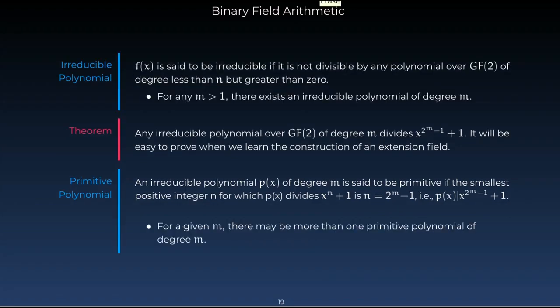Now we have some information about irreducible polynomials: for any m greater than 1 there exists an irreducible polynomial of degree m. The same is true for primitive polynomials as well, and in general the irreducible polynomials and primitive polynomials for degree m can be more than 1. So there can be two primitive polynomials of degree 5 or 6, something like that. Okay.